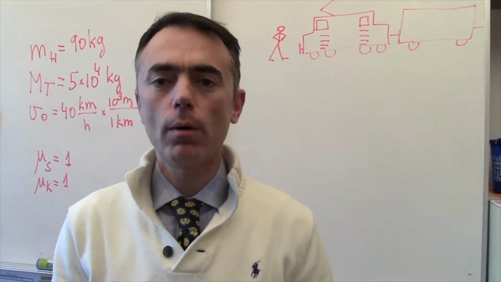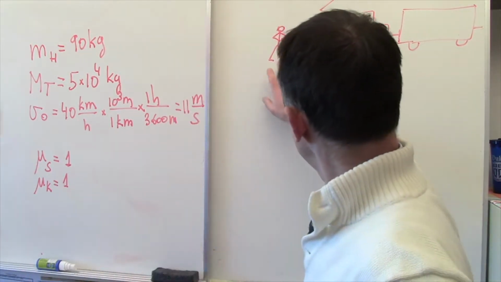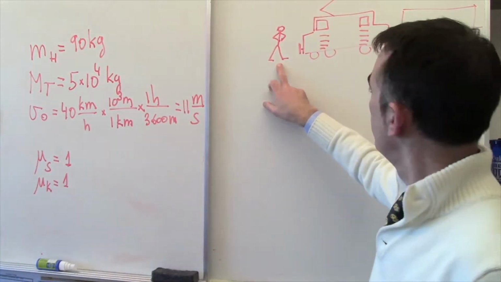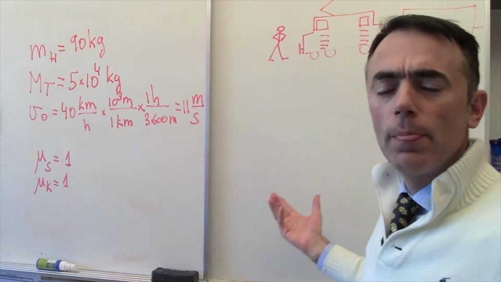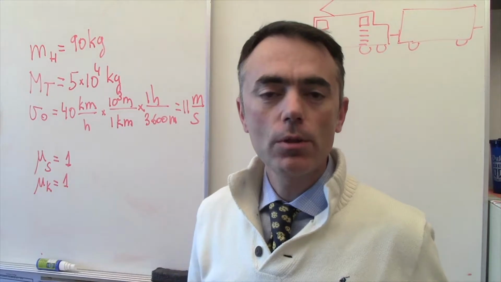Okay, let's solve the problem about Hancock and the train. So what we have in this situation is that Hancock is at rest and then this train is coming, and how do we calculate what's the time that it needs to stop the train or the distance?